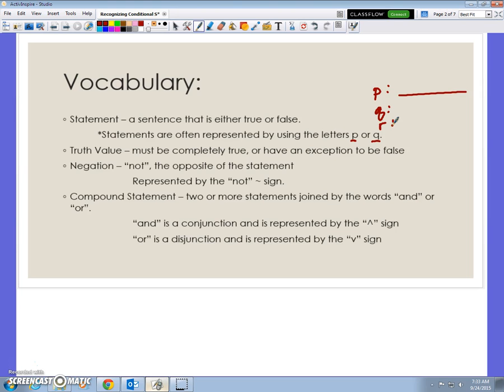A truth value, basically, all you have to say is, is the statement true or is it false? Is there an exception that makes it false? And like I said, statements need to be black and white. Yes, it is true, or no, it is false.